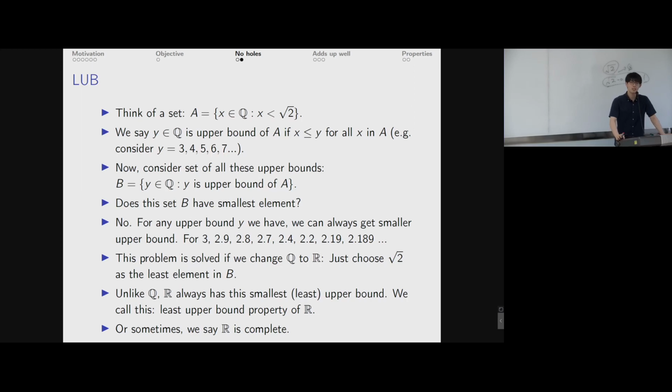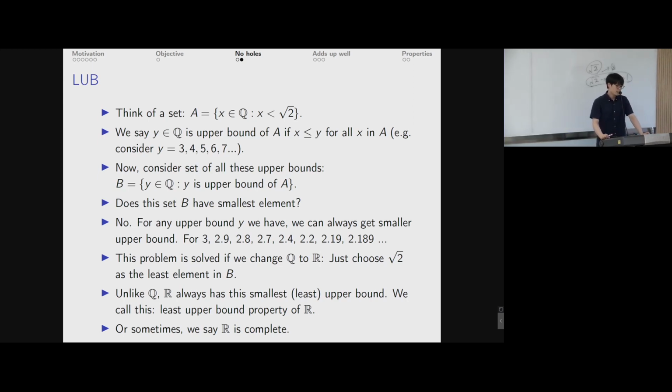So the problem of having the smallest upper bound is solved if we change our number system from Q, the rational numbers, to R, real numbers. So unlike Q, R always has the smallest, or what we call the least upper bound. So root 2 in this case is the least upper bound. So here's our definition for the least upper bound. Upper bounds are elements that are bigger than all the elements in some set A, in this case. And the least upper bound is the smallest of these upper bounds.